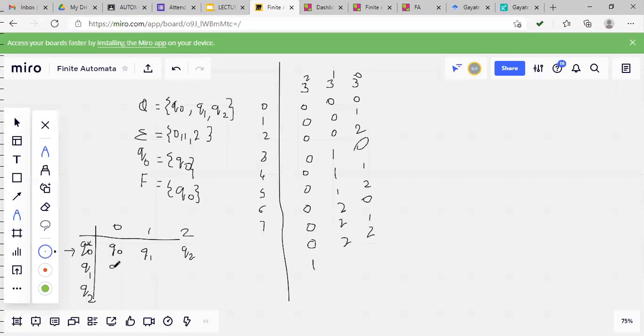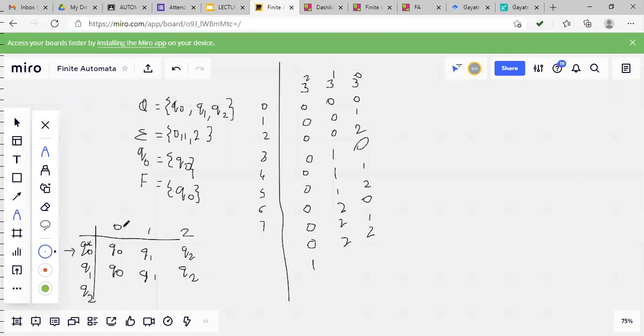So what should I write here? It is Q0, right? Fine. No problem. 11, what is 11? It is 4. Yes, Ayan. So what we should write here? We should write Q1. Yes, Tejas, Preeti, Harsh. Very good. What is 12? 12 is 5. So it is Q2. Very good, wonderful.